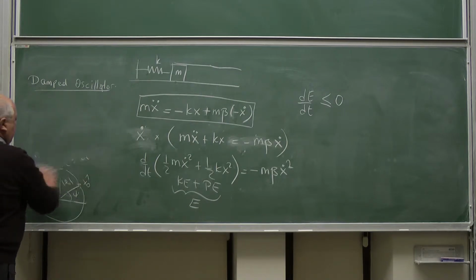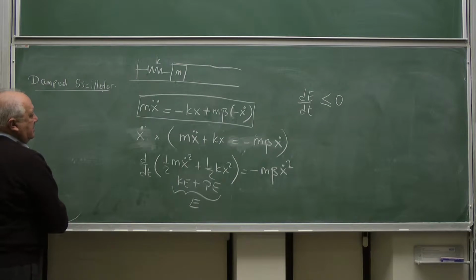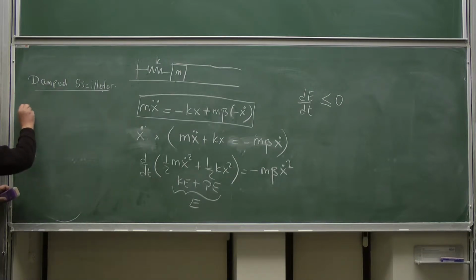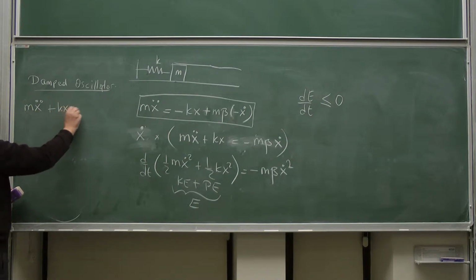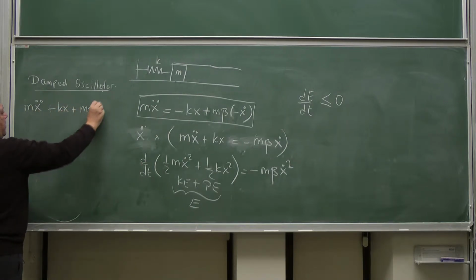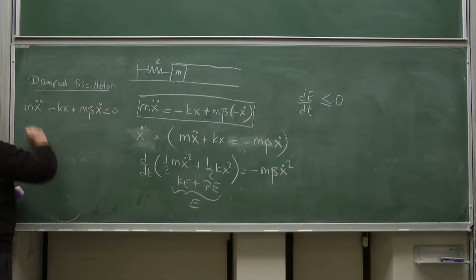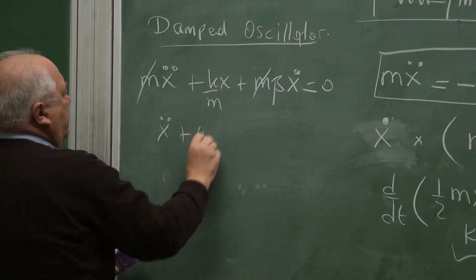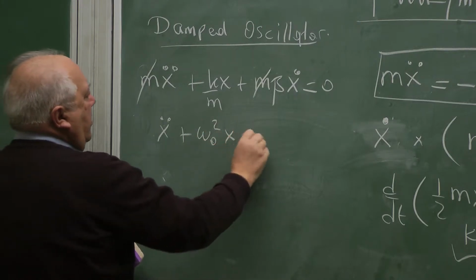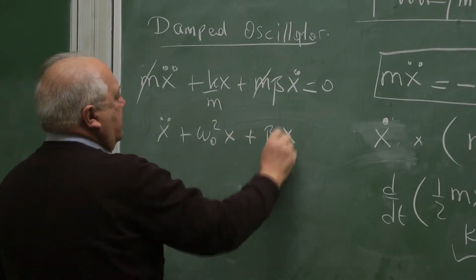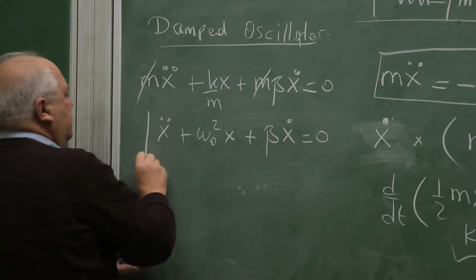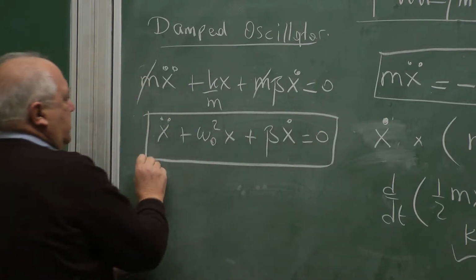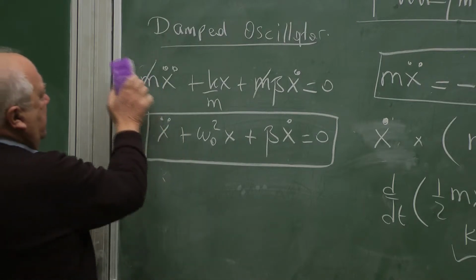Erasing this. I am writing this equation here again because I will need it: m x double dot plus kx plus m beta x dot is equal to 0, or we divide by m and write this as x double dot plus omega 0 square x plus beta x dot is equal to 0, and this is our equation that we shall work on. I'm erasing all these.